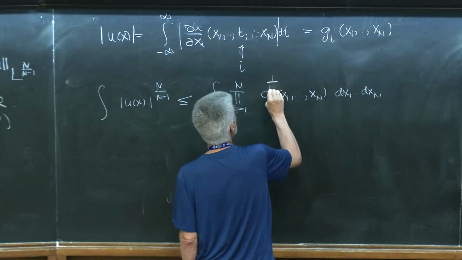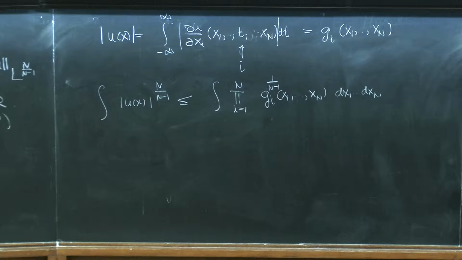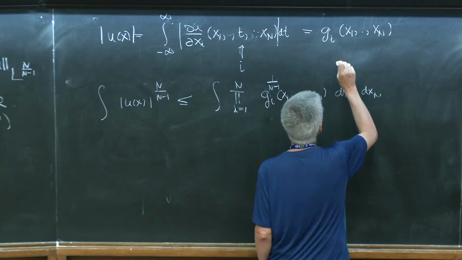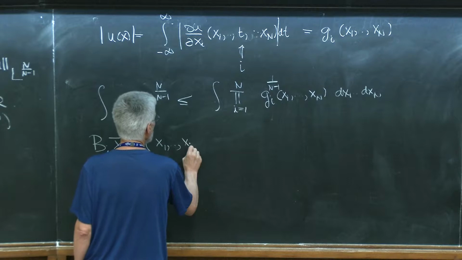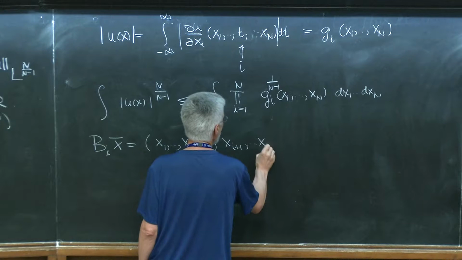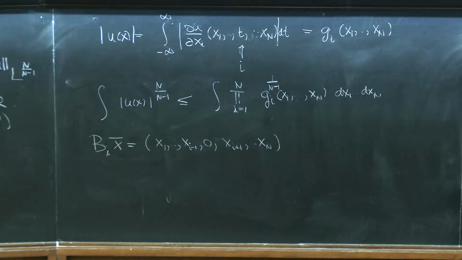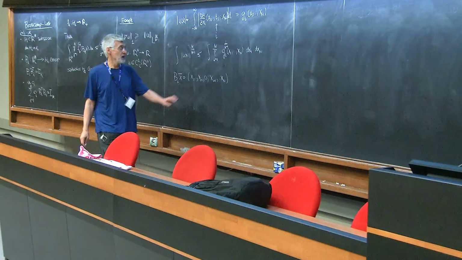Okay? I claim that this right-hand side I can write in the following way. I choose the matrix Bi, when applied to x, to be the one which gives you x1 up to xi minus 1, puts a 0 in the ith component, and then goes on. That's a linear map, right? And you can easily check this linear map. So what is your Hilbert space? Your Hilbert space is simply the subspace where you just drop one coordinate. It's just one of these hyperplanes.